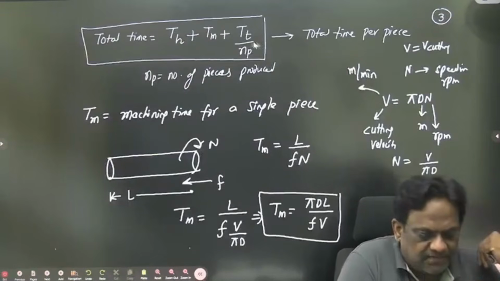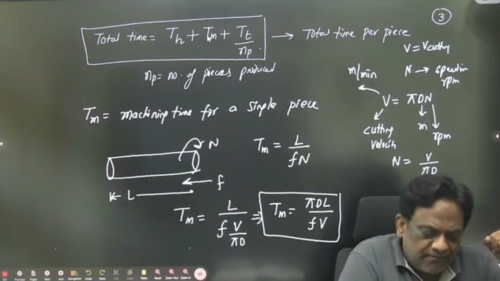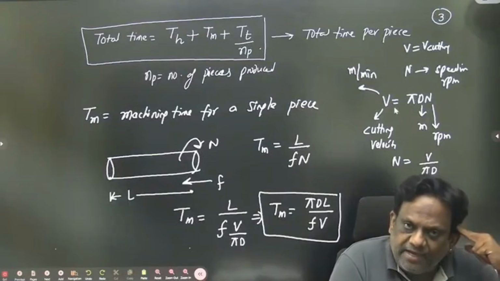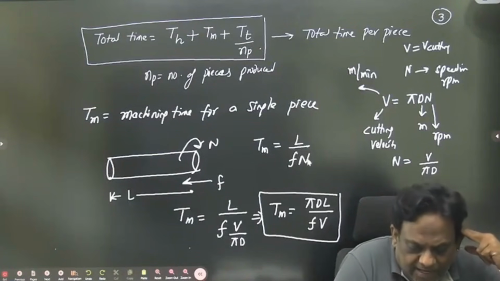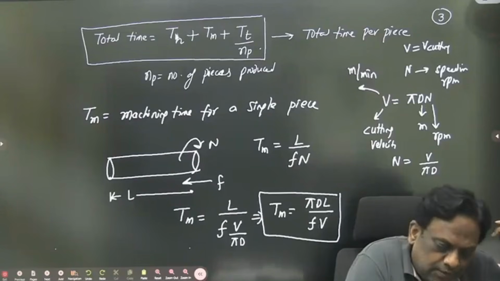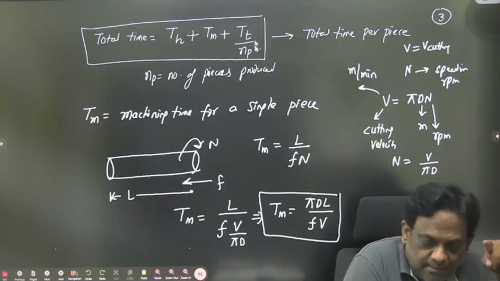Already I have given this equation. ये आपका लैग होने से पहले ही ये इक्वेशन दिया. So we have calculated machining time L by Fn. N का देखो V is pi dn, so already I have replaced N in terms of velocity. So you got machining time Tm. And then tool changing time, Tt, tool changing time by Np.